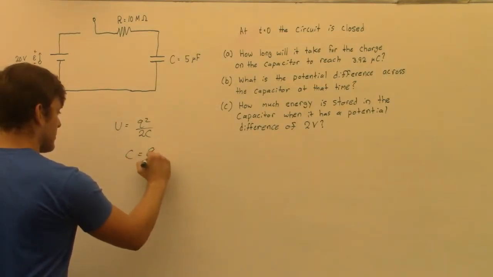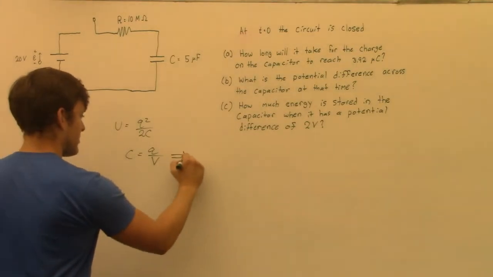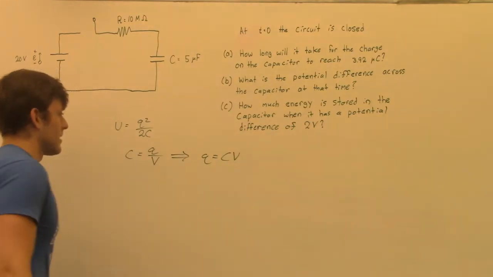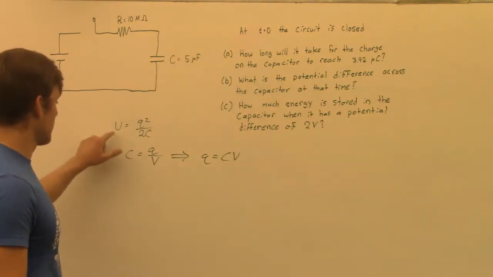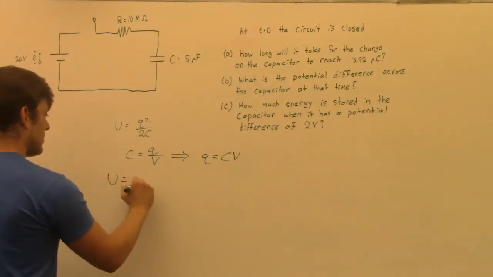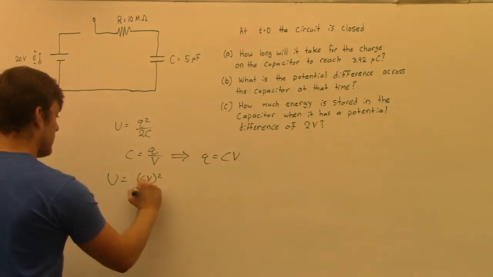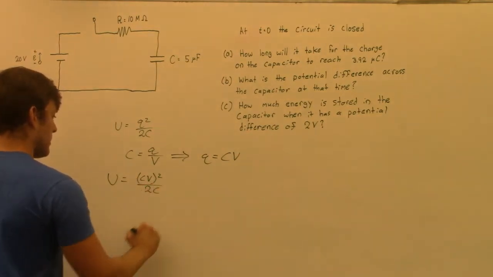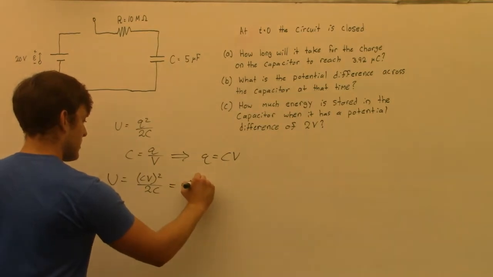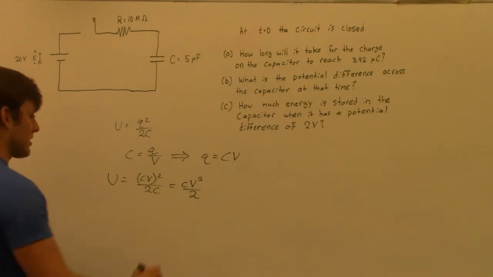Capacitance is charge divided by the potential difference. Rearranging for charge, we have Q equals CV. Now we can plug this into our equation for the energy over here. So we have U equals (CV) squared over 2C, which is just equal to CV squared over 2. And now we can just plug in our values.